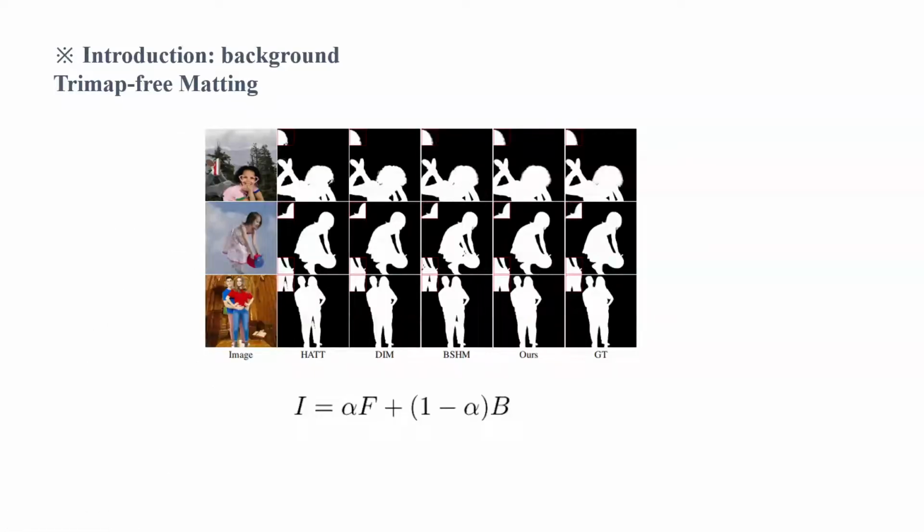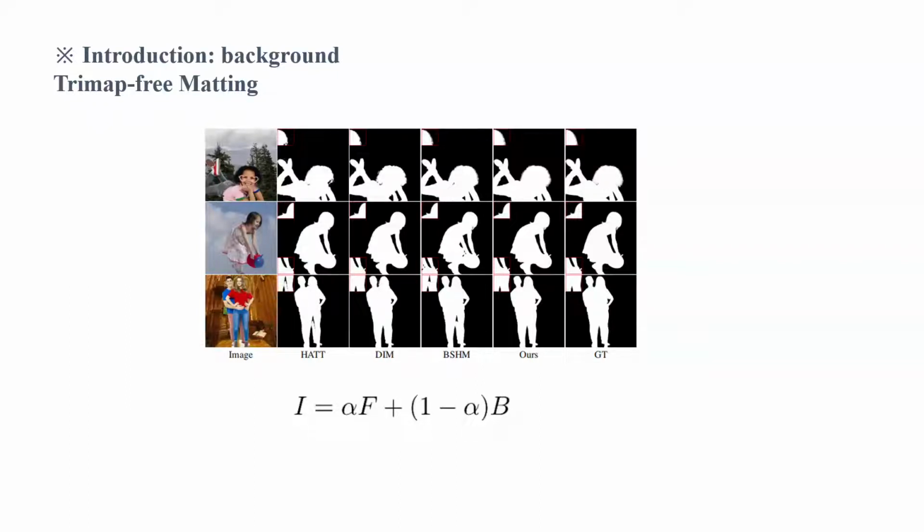Semantic human matting tries to estimate the opacity of objects in human images. Mathematically, given an input image, the matting problem can be formulated as this formula, where alpha, F and B are alpha matte, foreground, and background, respectively. Trimap-free human matting tries to accurately estimate the opacity of objects in images with only the image as input. Trimap-free human matting is the future development trend of matting.